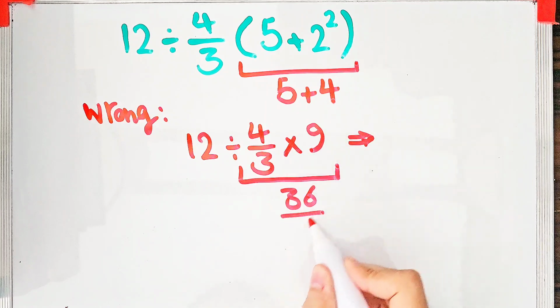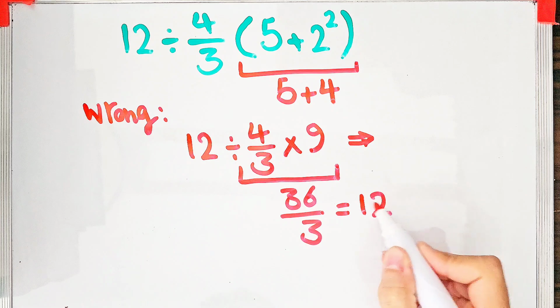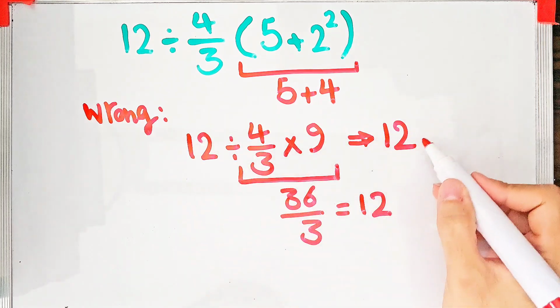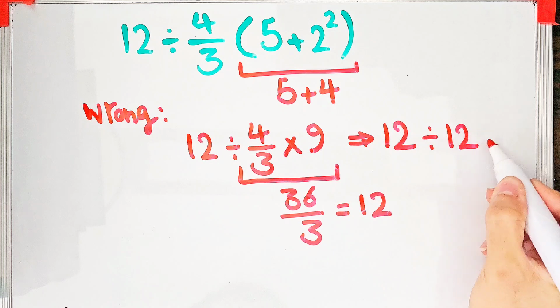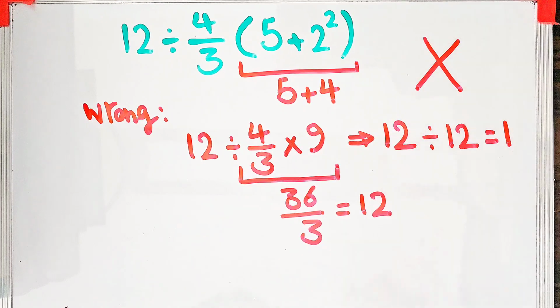After they simplify the question, they have a new expression. The new expression is 12 divided by 12, which equals 1. But this answer is definitely wrong because they don't pay attention to the priority of the mathematical operations.